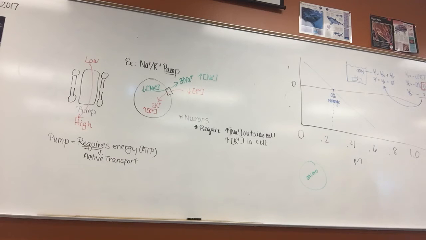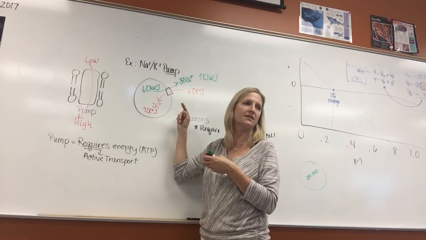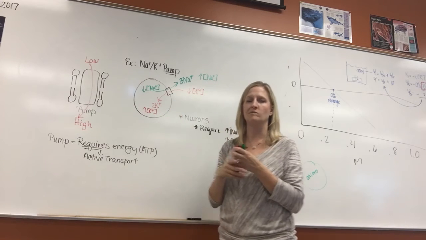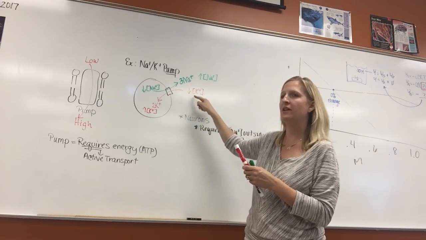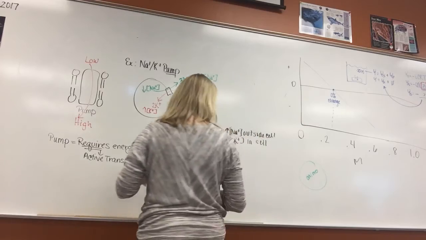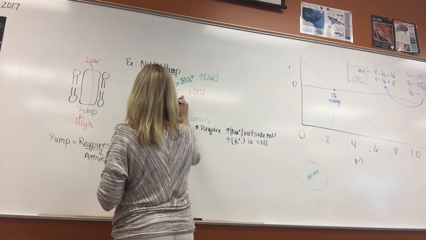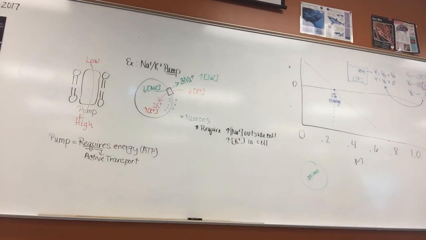And then one other thing with this is when it does this, it creates a charge on the inside compared to the outside of the cell. The inside of the cell is slightly what? Yeah, more negative. Do you see where 3 positives are leaving and only 2 are coming in? So the inside of the cell is slightly more negative than the outside of the cell, relative. All right, so that's the sodium-potassium pump. So that's like kind of 6 and 8 kind of together.